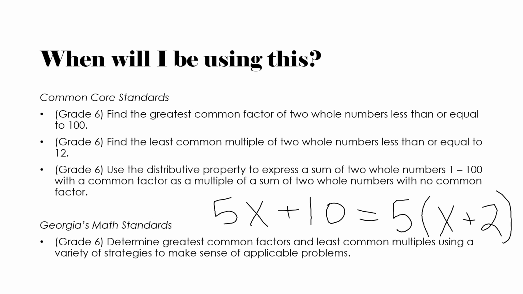All right, and then in Georgia's math standards, we see that students are expected to be able to determine the greatest common factor and least common multiple using a variety of strategies to make sense of applicable problems. So they're expecting students to not only be able to find the GCF and the LCM, but also to do this using different strategies, and they should be able to do this on word problems.